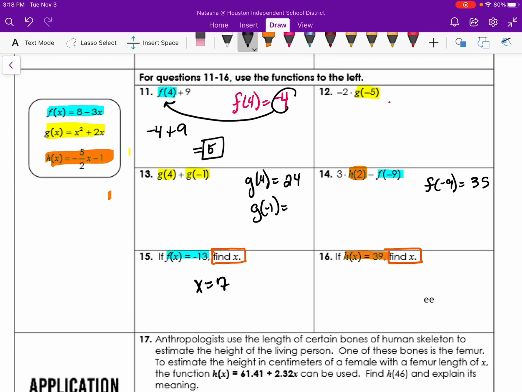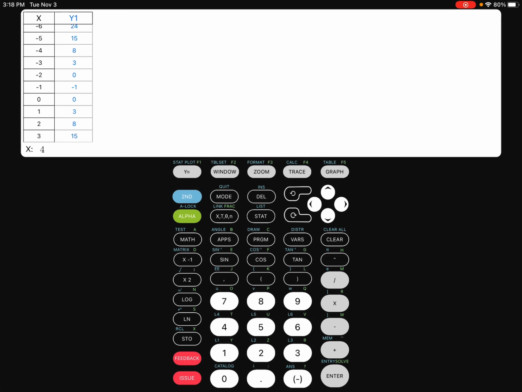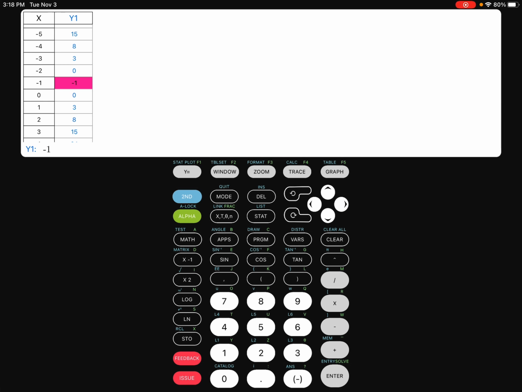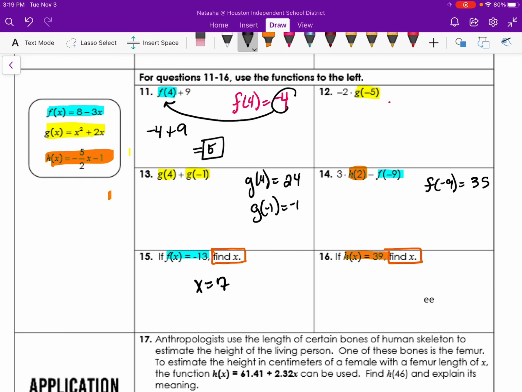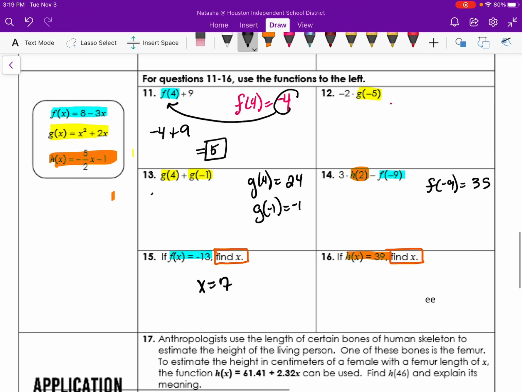And g of negative 1, which is going to be equal to negative 1. So just like before, I'm taking that 24, substituting it in for g of 4. We're adding, so that's going to be plus, and then g of negative 1. So g of negative 1 is going to be negative 1, right? Now that's plus and a negative, so that becomes negative. So that's 24 minus 1, which gives me 23.